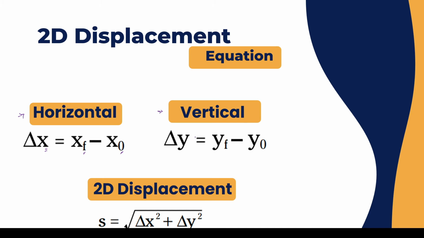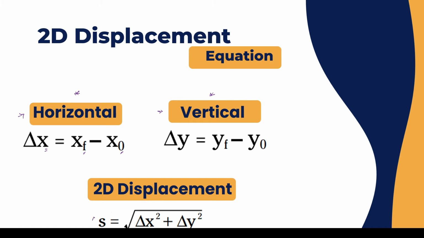The new thing here is the vertical. Since the vertical is represented on the y-axis, we can say delta y, the difference in the location of the object on y, equals y final minus y initial. So you find y final minus y initial, and that gives you the vertical displacement of that object. When you finish finding the horizontal displacement and the vertical displacement, you are ready to find the two-directional displacement, or the total displacement of the golf ball in this case.